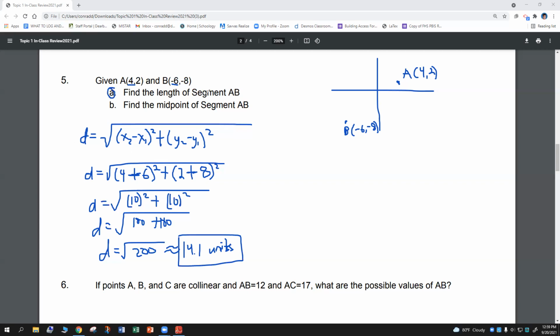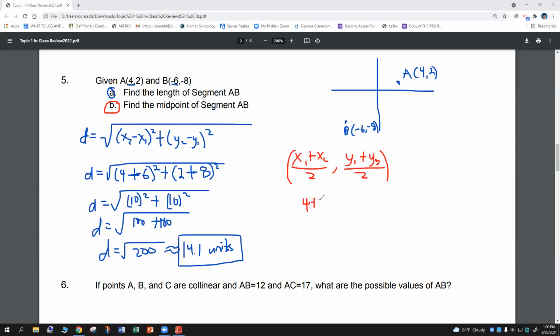We'll do part B in a different color. So part B, we're using the midpoint formula. So that's going to be x1 plus x2 over 2, comma y1 plus y2, all over 2. Okay, so we're simply going to take the two x values and add them together.